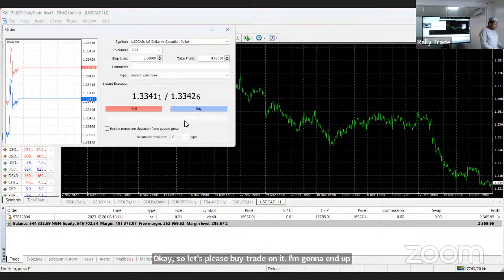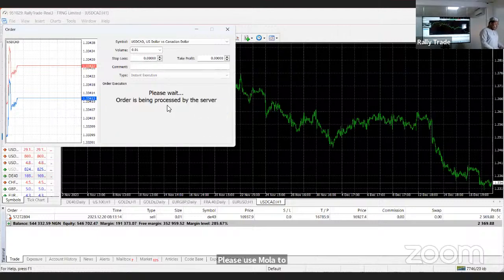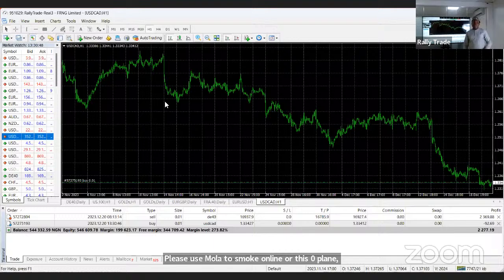Now, if this one gives you money, please use small lot, small volume, like all these micro lots. If it gives you money and you're able to buy chicken, please remember me in your kingdom.